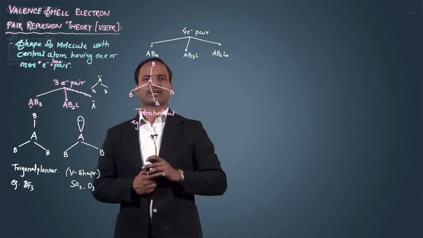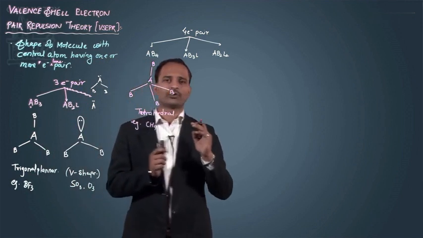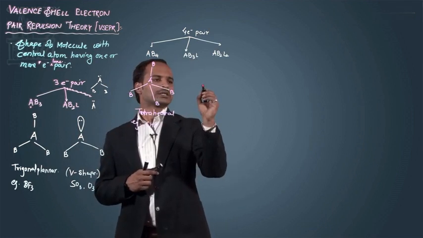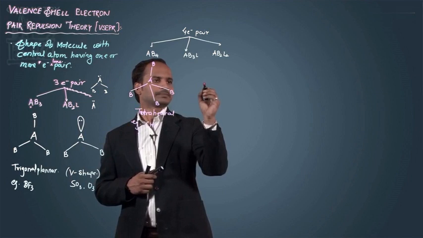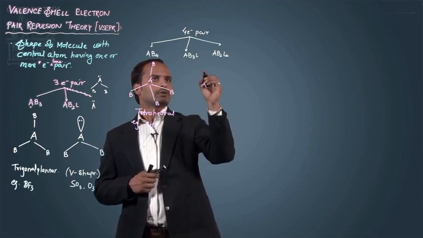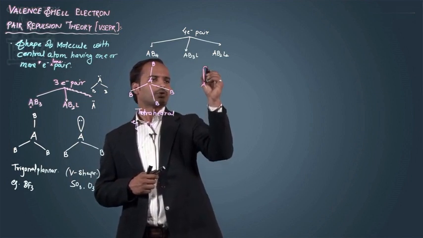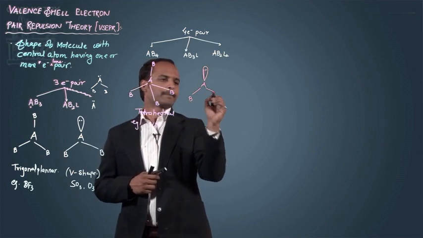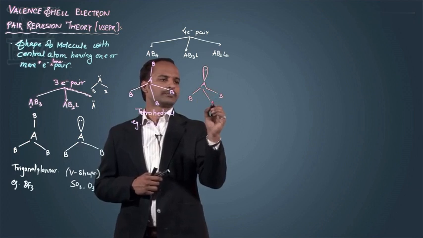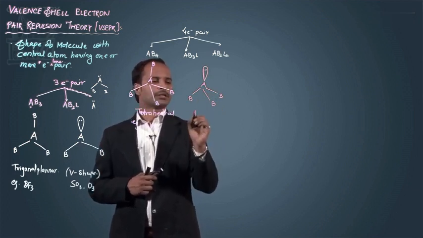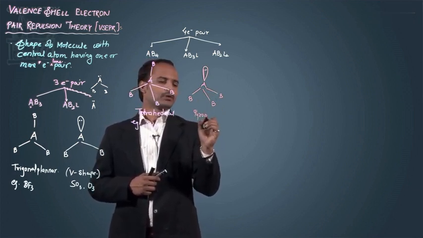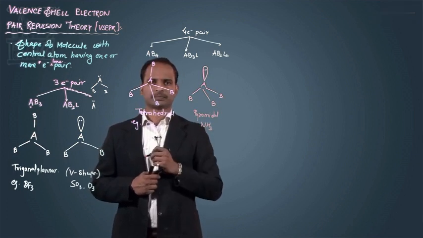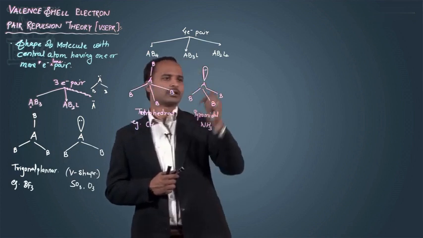AB3L molecule, that is, there is 1 lone pair of electrons and 3 bond pairs of electrons. So A is at the center. This is going to be the lone pair because there is one lone pair. B, and there is a third B. This is called pyramidal shape, which is observed in the case of the ammonia molecule. That is, the example is ammonia.